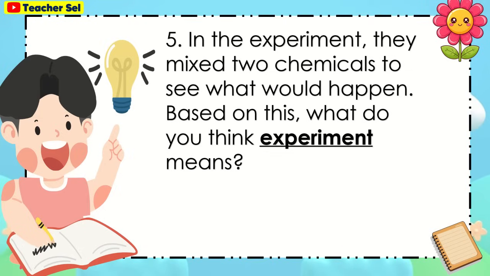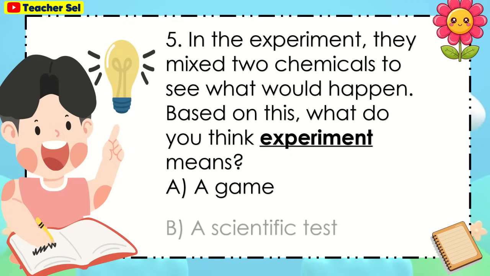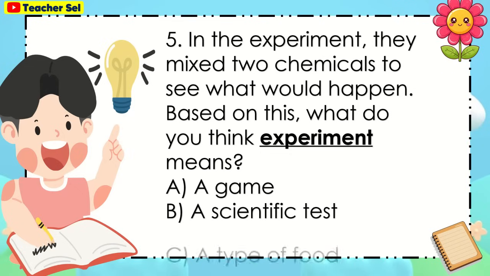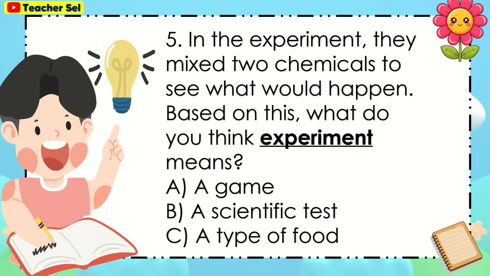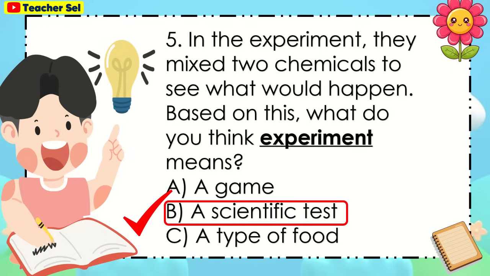In the experiment, they mixed two chemicals to see what would happen. Based on this, what do you think experiment means? A, a game. B, a scientific test. C, a type of food. You're right. The correct answer is letter B, a scientific test.